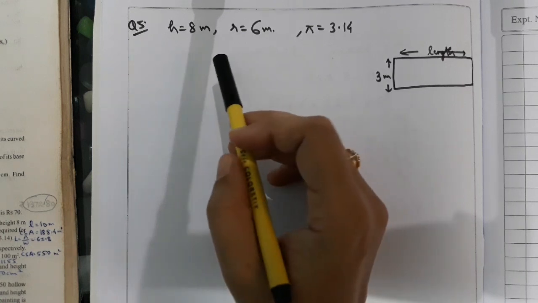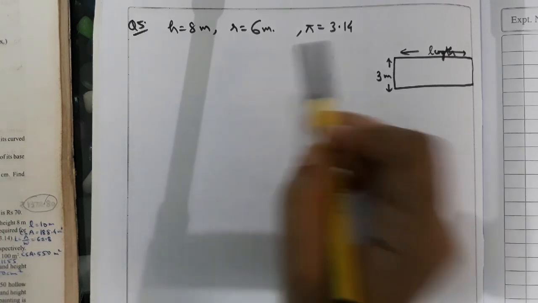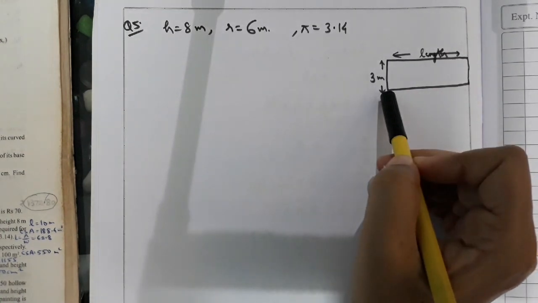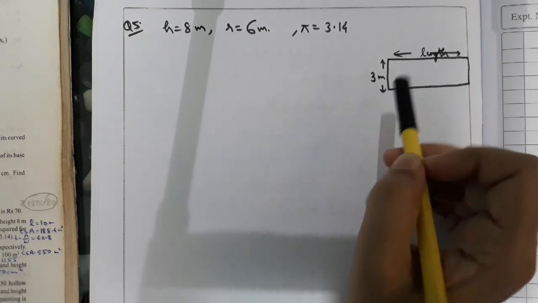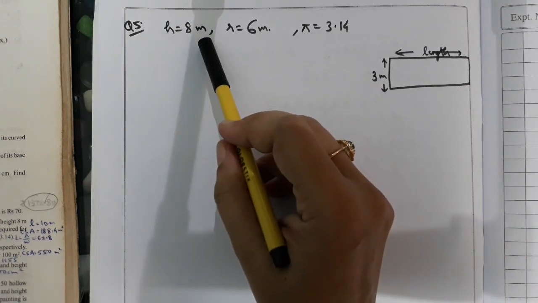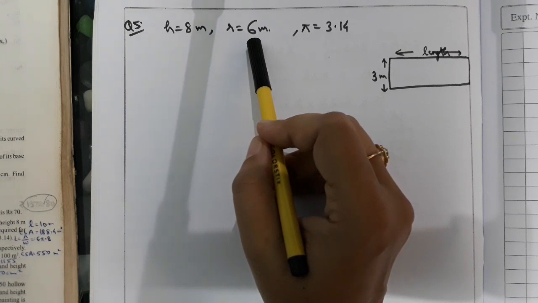Fifth question. What length of tarpaulin 3 meters wide will be required to make a conical tent of height 8 meters and base radius 6 meters?